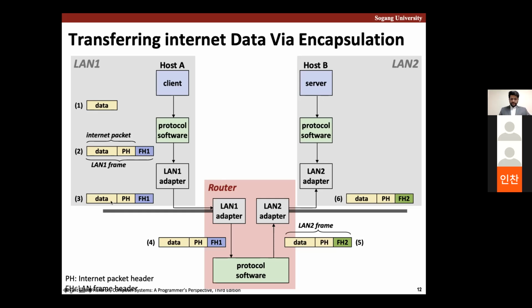At step 7, when the frame reaches host B, its adapter reads the frame from the wire and passes it to the protocol software. Finally, similar to host A, on the host B side in LAN 2, the protocol software strips off the packet header and the frame header, and then eventually copies the resulting data into the server's virtual address space when the server invokes a system call that reads the data.